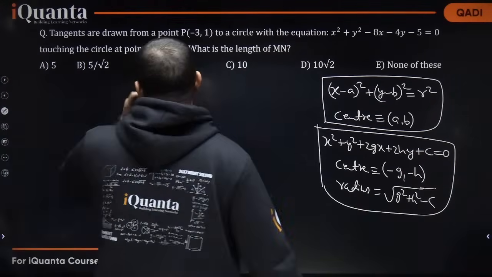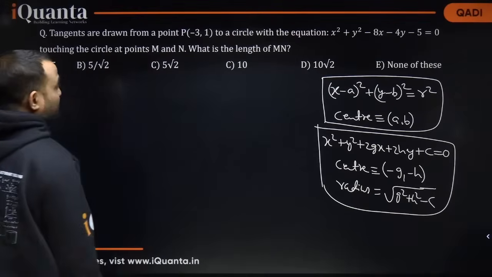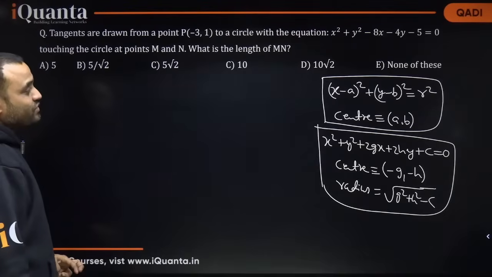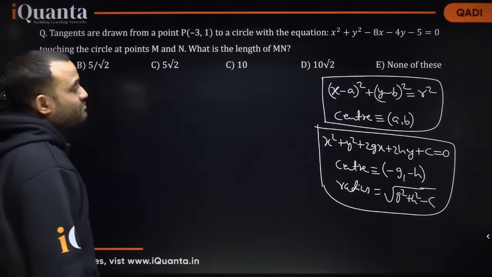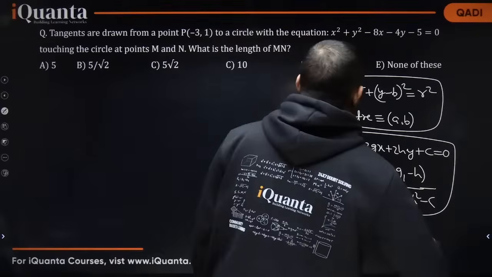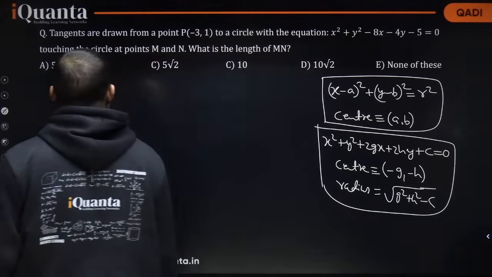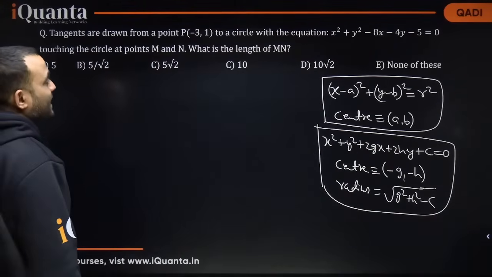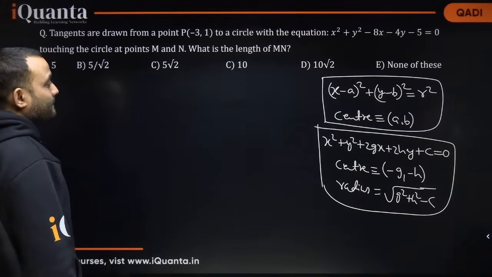So this question, it says tangents are drawn from a point P to a circle with the equation x square plus y square minus 8x minus 4y minus 5 is equal to 0, touching the circle at points M and N. What is the length of MN?